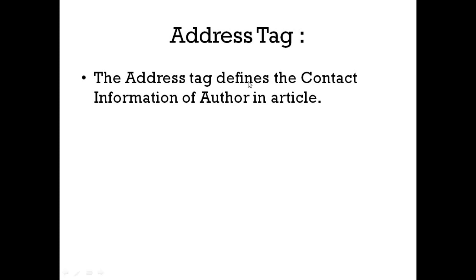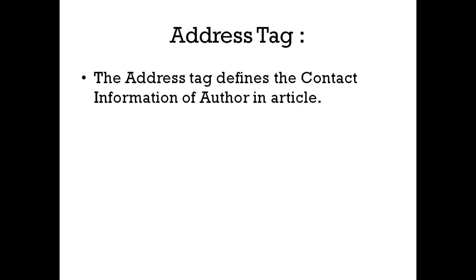Next is the address tag. So let's see the address tag. The address tag defines the contact information about the author of an article. On websites we see that there are some sites in which articles are written, on the latest information, or how to buy a laptop, or how to buy a new mobile, which things we have to check, like that, or blogging also.